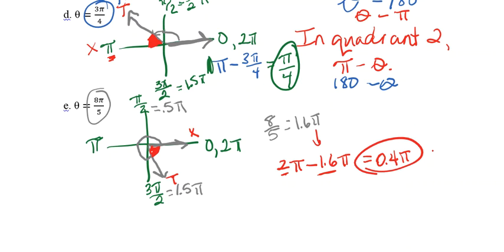If you prefer the fractions, let's get rid of that and I'll show you the fractions. So 2 pi, if I leave it in 8 pi over 5, I have to have a common denominator. So that would be 10 pi over 5. 10 divided by 5 is 2. 10 pi over 5 minus 8 pi over 5. 10 minus 8 is 2. So it ends up being 2 pi over 5. That's our reference angle.